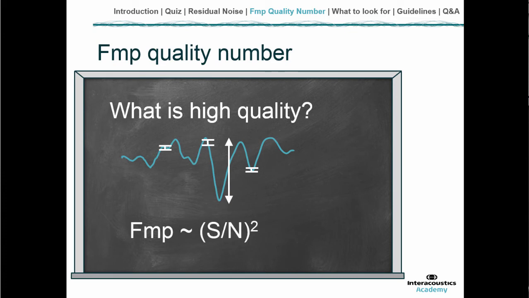We look at the signal to noise ratio. So high quality, a high FMP number, relates to the signal to noise ratio being big. And the mathematics are that the FMP is related to the square of the signal to noise ratio. That's not important to remember. It's important that you know that the higher the number, the better.